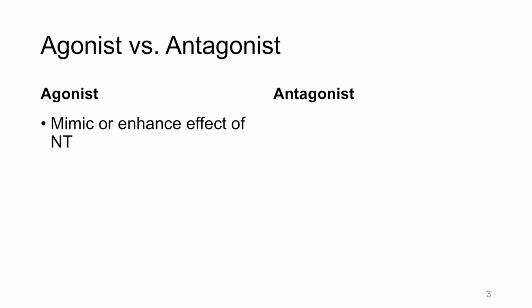An agonist mimics or enhances the effect of an endogenous neurotransmitter. Conversely, an antagonist prevents or decreases the effect of the neurotransmitter. It's important to note that I'm not using the word block here for antagonist, because as we'll see later, you can block or prevent an individual stage of synaptic transmission, but still be an agonist in terms of the final effect on communication between two cells.